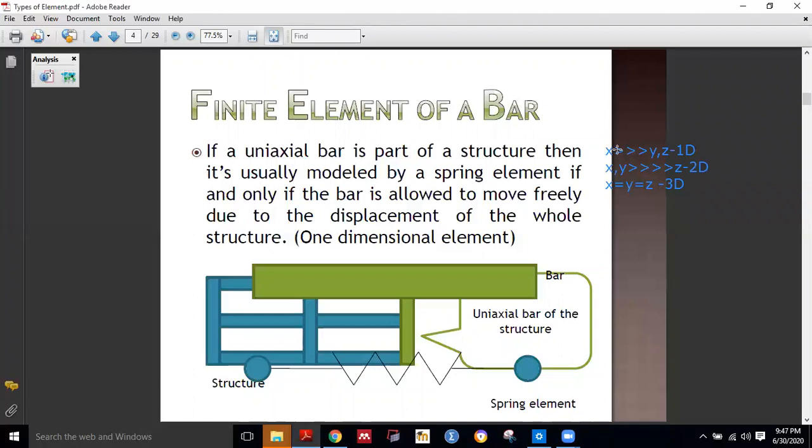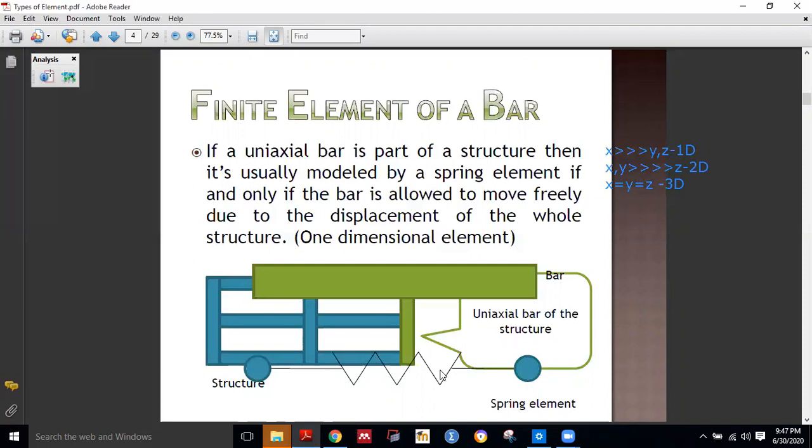Now let's move towards the main part. That is, x is greater than y and z. Accordingly, the y and z directions we have to mention in terms of cross-sectional area itself. If the x and y dimensions are about the same and they are very much greater than z, then it is called 2D. For example, I will say the plate.